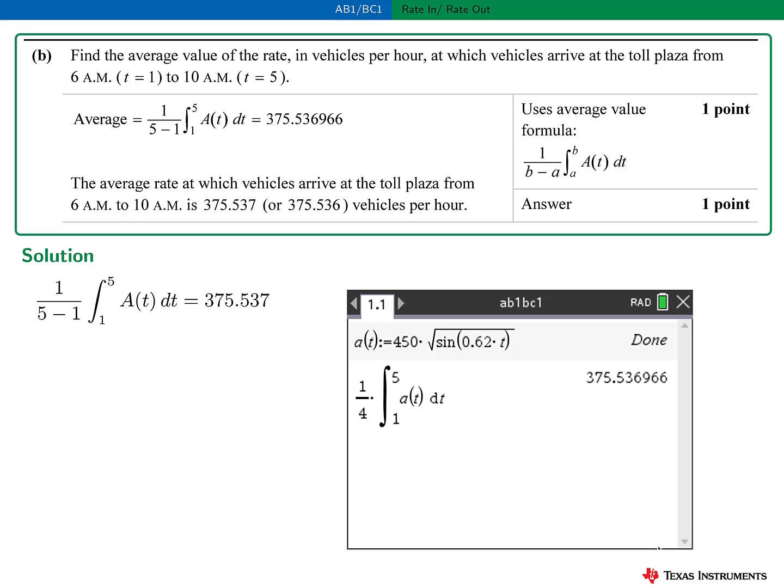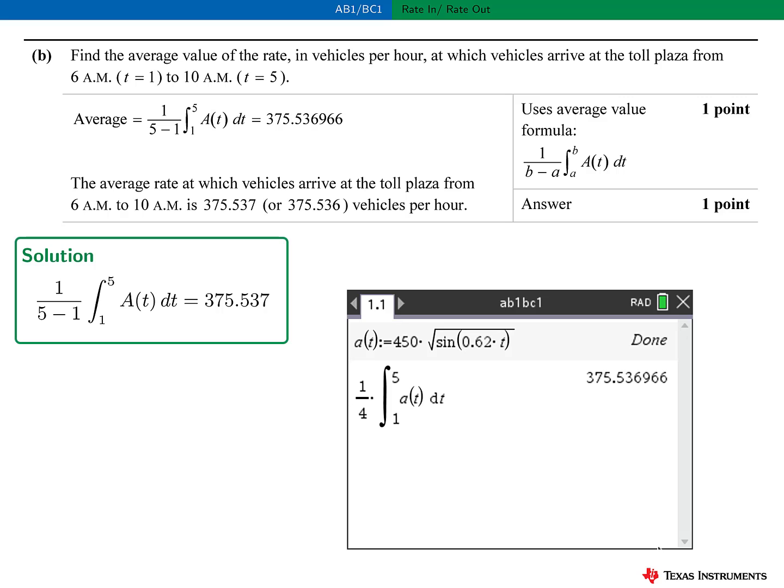Part B is worth 2 points. The first point is for using the average value formula, and the second point is for the answer. The solution here is pretty straightforward, although we do need to use technology. The average value is 1 divided by 5 minus 1 times the definite integral from 1 to 5 of A of t dt. And then we need to use technology to find this value.